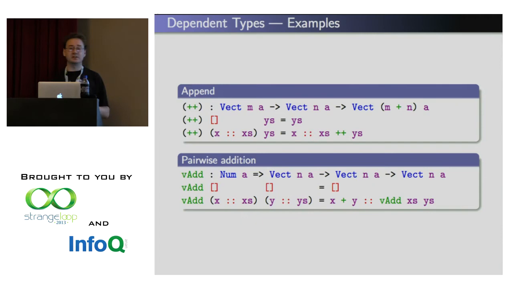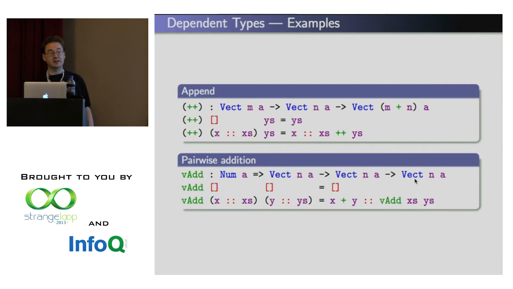Maybe a bit more interestingly, we can have functions such as this vector addition. So it's pairwise addition of vectors. Corresponding elements in the vectors are going to be added. We've got a vector of n things going in, another vector of n things going in, and it has to be a vector of n things that comes out, otherwise this won't type check.